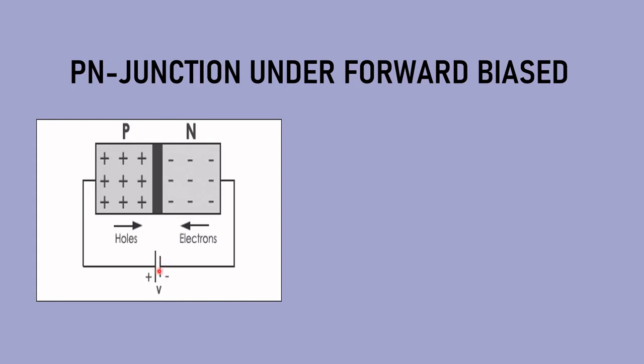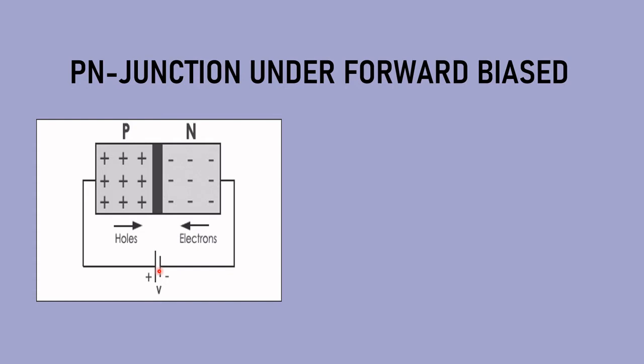So this forward bias condition is also called the on condition. Why is it called the on condition? Because the current will start to flow through the device. We can say the forward bias condition is called the on condition.